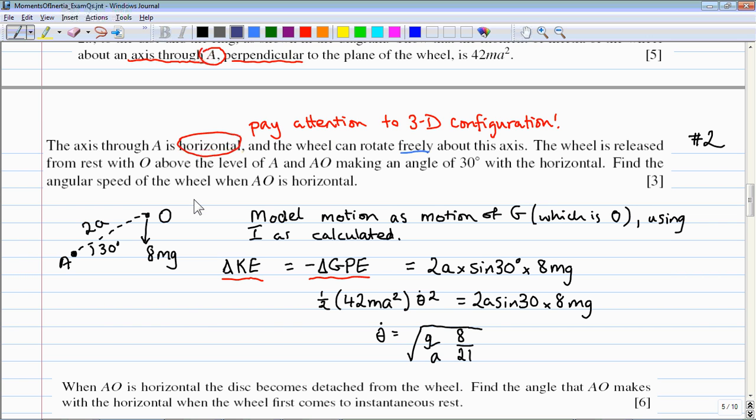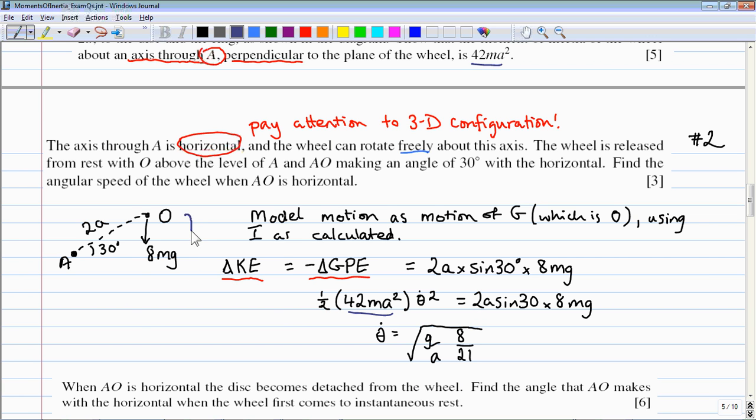So, on the left-hand side, we're going to put half I theta dot squared. I we just calculated in part 1. There it is up there. So we replace that here. Half times that times theta dot squared will be equal to the change in gravitational potential energy.